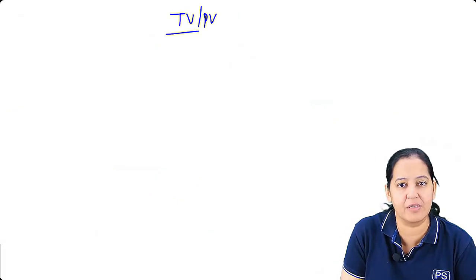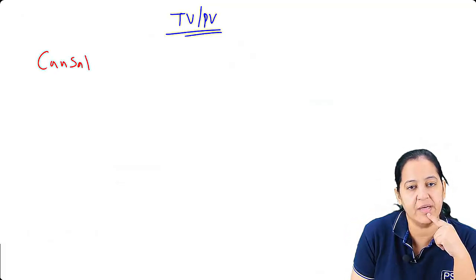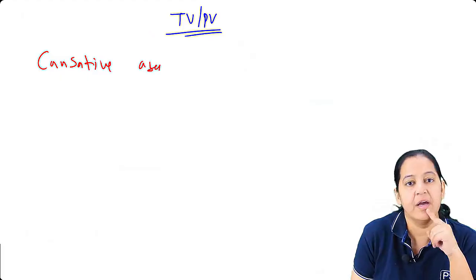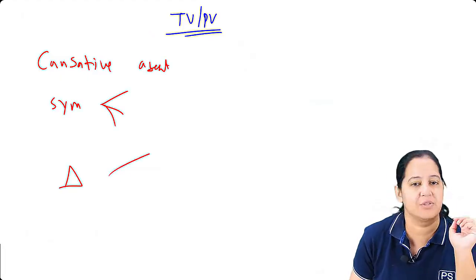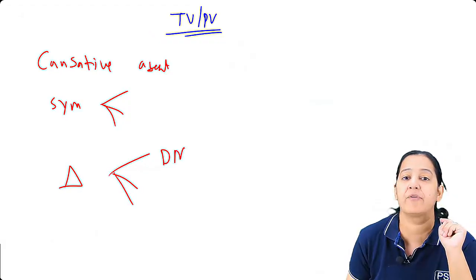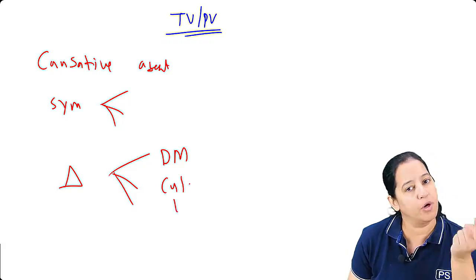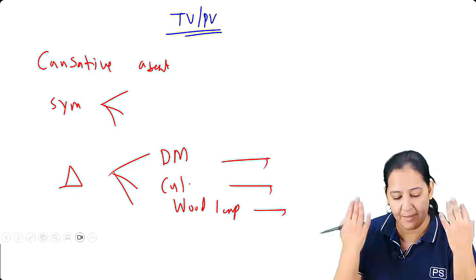Let me summarize. Tinea versicolor and pityriasis versicolor. Look at your chart, what you have to learn. Number one, tell me the causative agent. Number two, you have to tell me the symptoms, three symptoms. And number three, you have to tell me the diagnosis, three ways of diagnosis: what do you get on direct microscopy, what do you get on culture, what do you get on wood lamp. That you have to tell me, and a question will be like this. So tell me the answers, quickly.